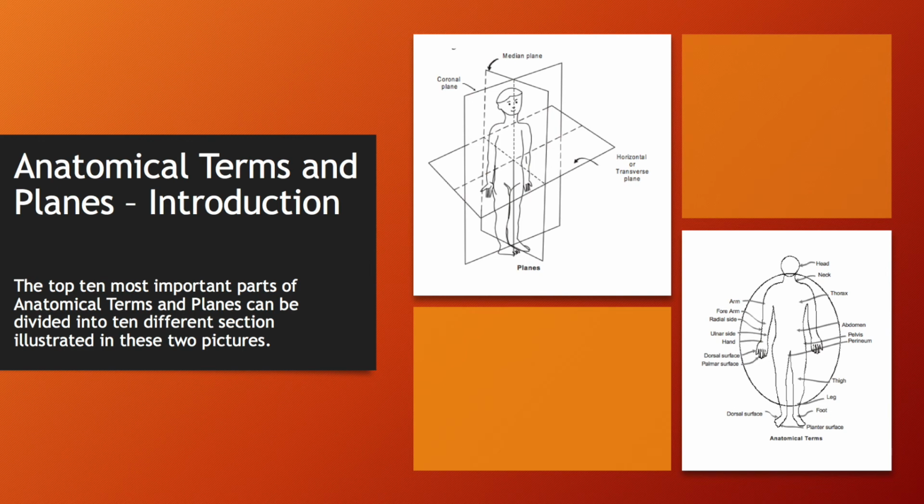Hence, the left hand and left foot are ipsilateral, while the left biceps brachii muscle and the right rectus femoris muscle are contralateral. The supine position of the body is lying on the back and the prone position is lying face downward.